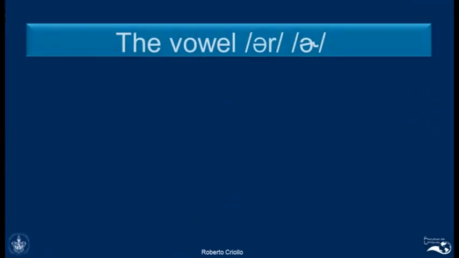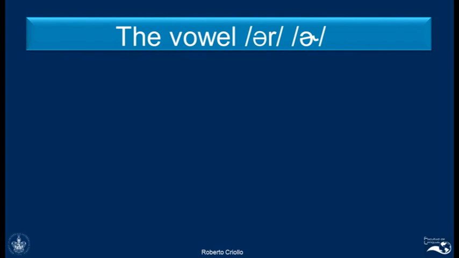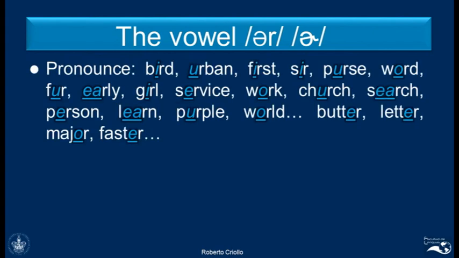We'll close our lesson on the English vowel sounds by talking about a very special vowel sound, which is er. Now, when we pronounce the words bird and urban and first and sir and purse and word and fur and early and service and work and church and search and person and learn and purple and world and butter and letter and major and faster, we see that all of them, despite the fact of having a different letter in writing, are pronounced with exactly the same sound.